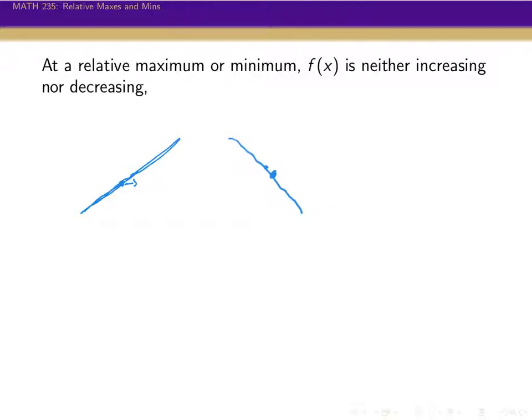Same thing is kind of true for a minimum. If it was a minimum and the function was increasing there, then that means if you moved a little bit to the left, you'd be lower. If it was decreasing there, you could move a little bit to the right and be lower, and that would mean that it wasn't a relative minimum.